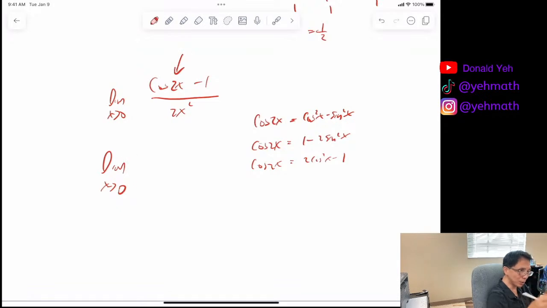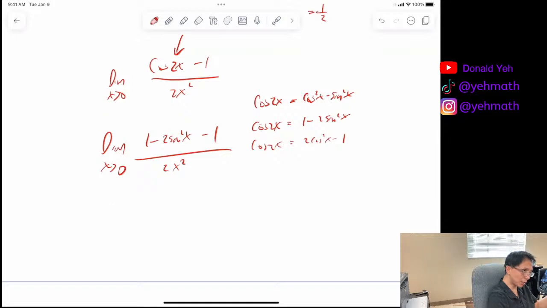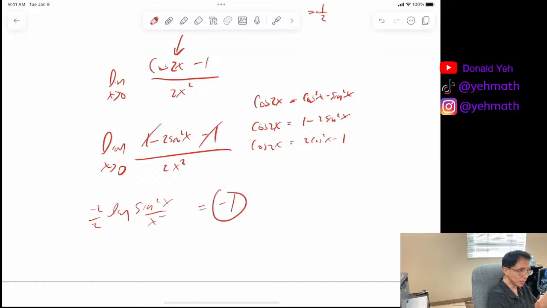I'm going to say I want to substitute something where the 1 can cancel out so it's easier. So if I do 1 minus 2 sine square of x minus 1, that 1 would have canceled out. And that becomes the limit as negative 2 over 2 sine square of x over x squared. And because this 1 cancels out, the answer is negative 1, and that's it.